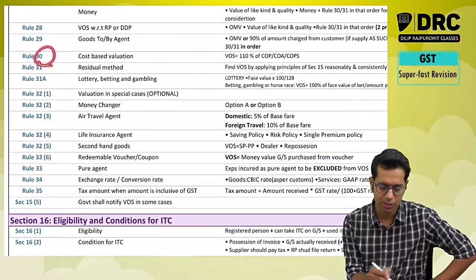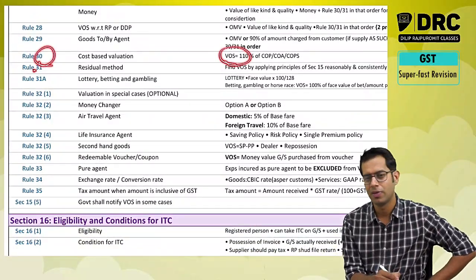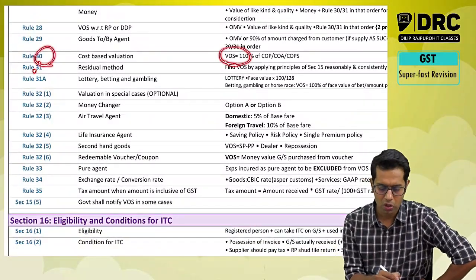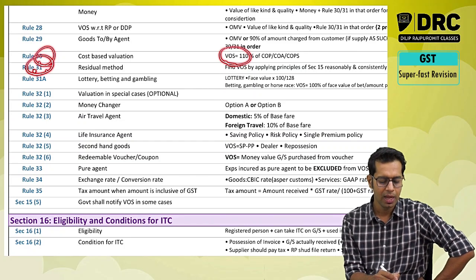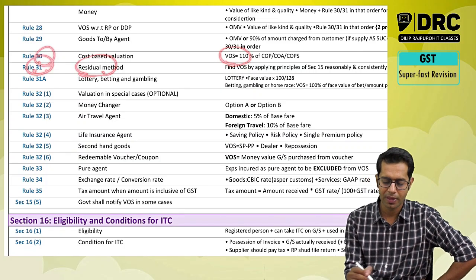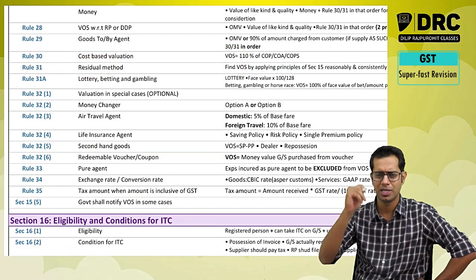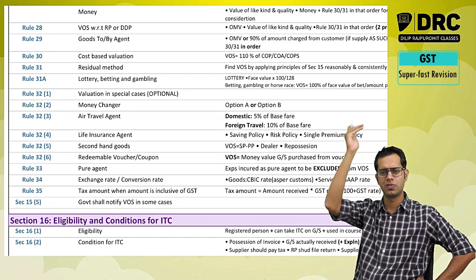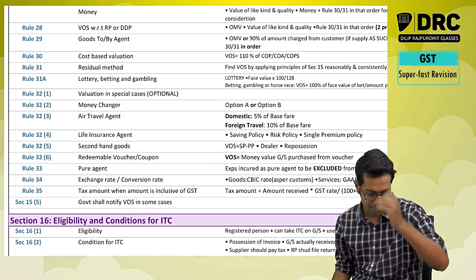Rule number 30 talks about cost based valuation, meaning the value of supply will be 110% of the cost of acquisition, cost of production, or cost of provision of services. And rule number 31 talks about the residual method. The residual method says apply the principles and provisions of section 15 reasonably and consistently to find the value.